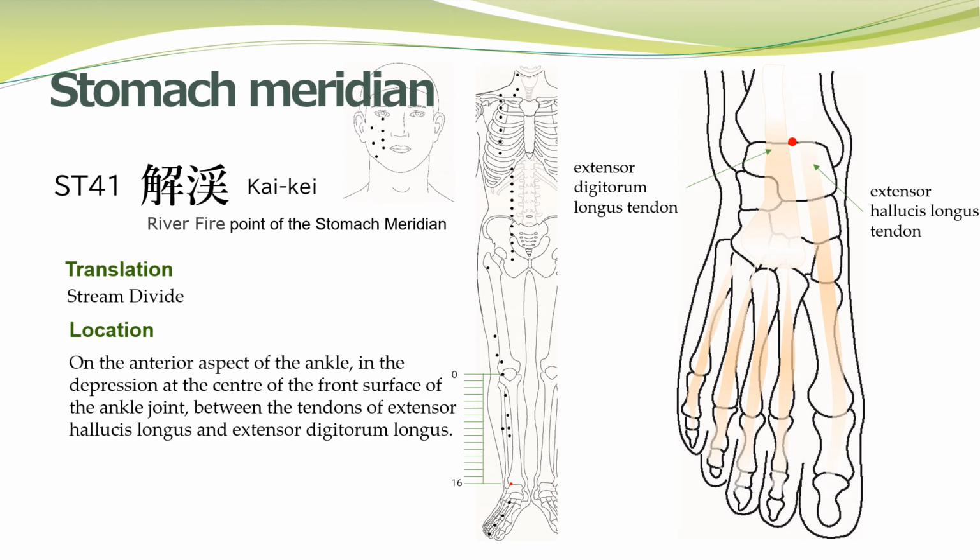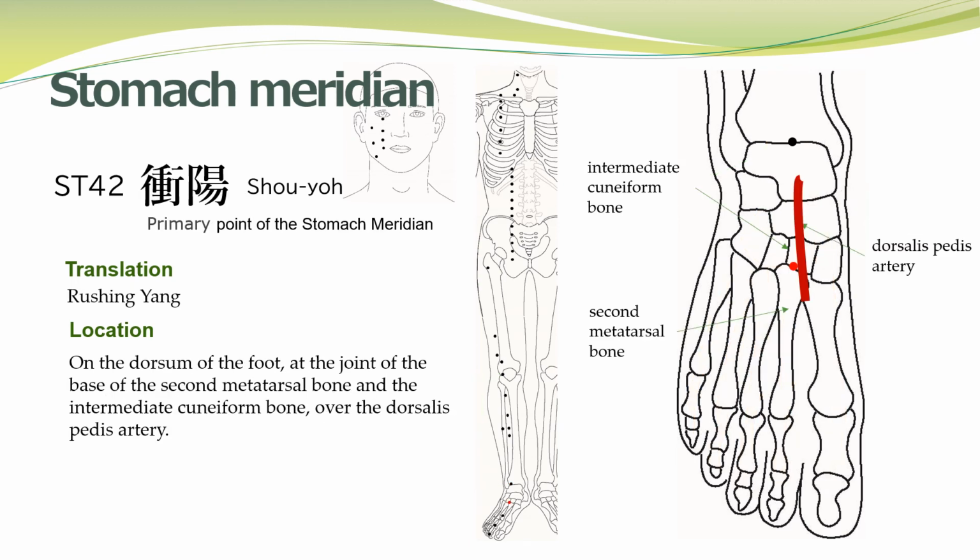ST41. Stream divide. On the anterior aspect of the ankle, in the depression at the center of the front surface of the ankle joint, between the tendons of extensor hallucis longus and extensor digitorum longus. ST42. Rushing yang. On the dorsum of the foot, at the joint of the base of the second metatarsal bone and the intermediate cuneiform bone, over the dorsalis pedis artery.